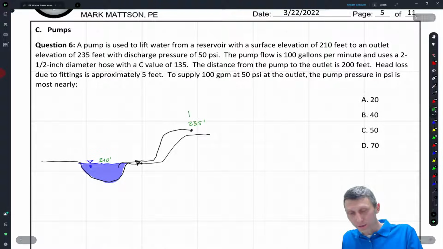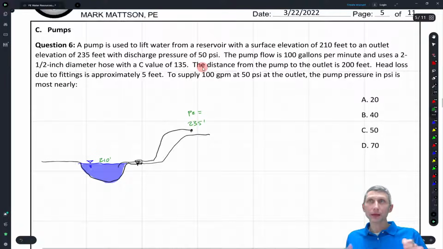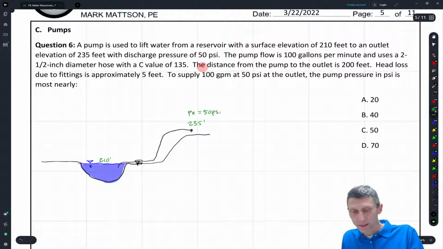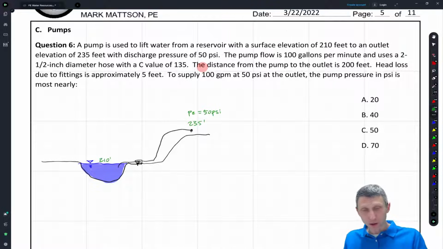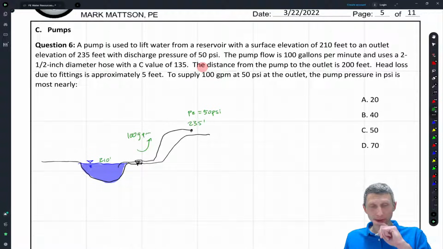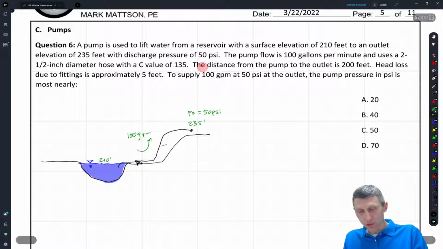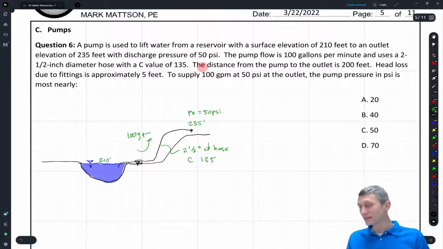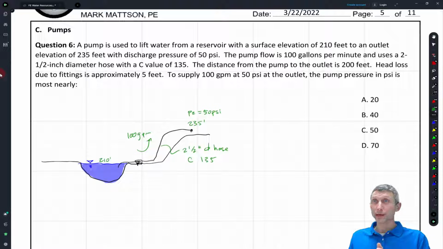We want a pressure at point 2 of 50 psi. Whatever application they're doing, we need a pressure of 50 psi. The pump flow, so you've got some flow in this thing, is 100 gallons per minute. And what we have here is a 2.5 inch diameter hose with a C value of 135. When you see that C value, that's hopefully going to tell you that we need to look at friction in this pipe, or this hose.